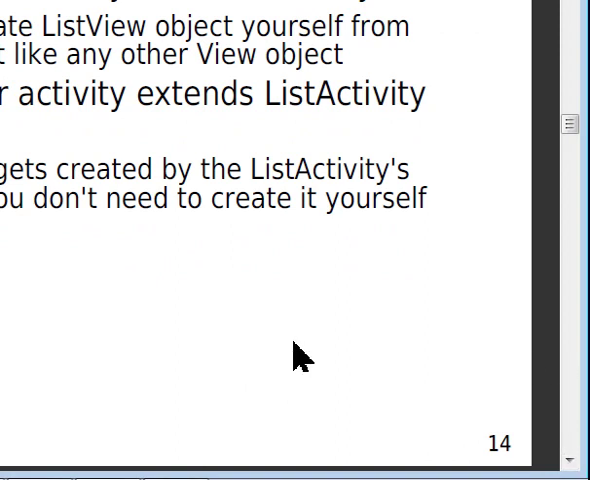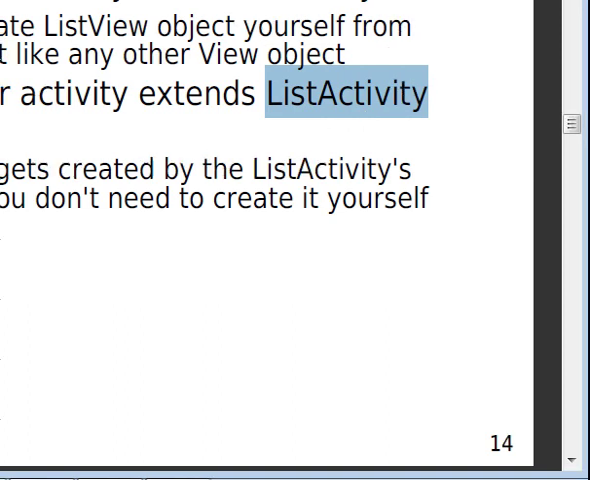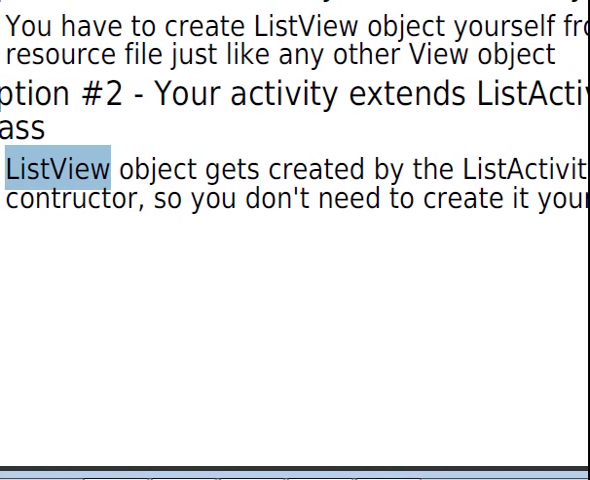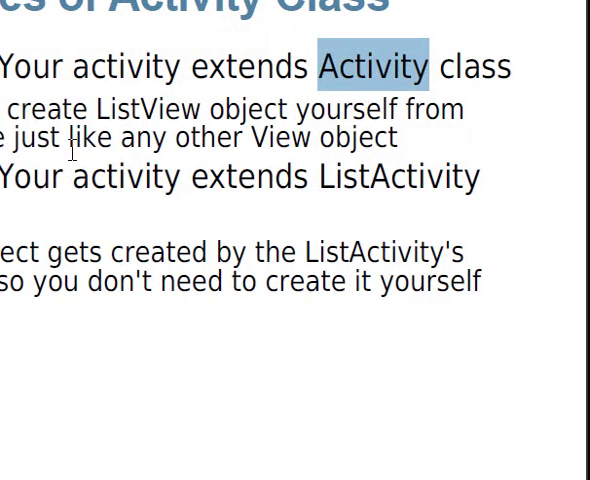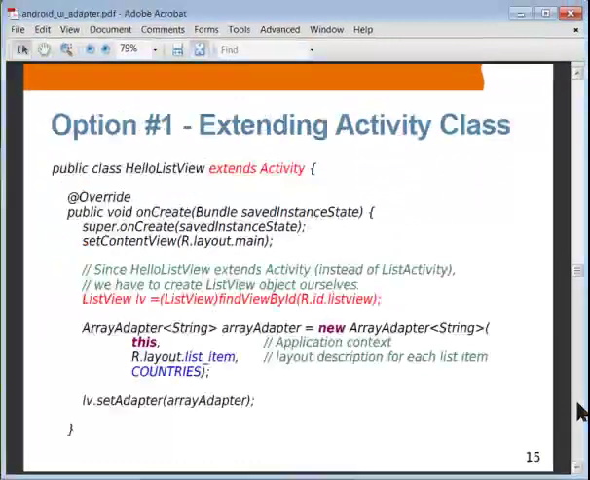Now, in terms of creating the activity class, you have two choices. You can extend the activity class, or you can extend what is called the list activity class. List activity is a utility class that contains a list view object. If you are extending the activity class directly, you have to create the list view object yourself from the layout resource file, just like you create any view object using the find view by ID method. So let's take a look at each of these options.